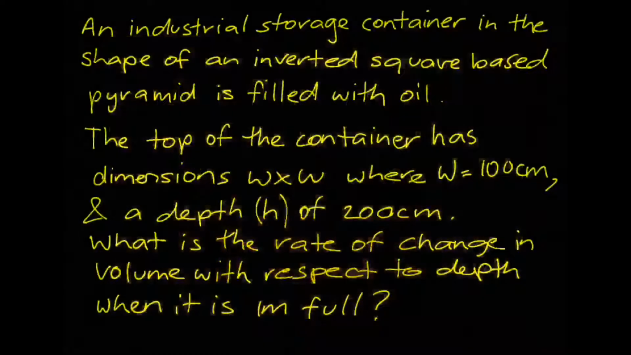An industrial storage container in the shape of an inverted square-based pyramid is filled with oil. The top of the container has dimensions W times W, where W equals 100 centimeters, and a depth H of 200 centimeters. What is the rate of change in volume with respect to depth when it is 1 meter full?